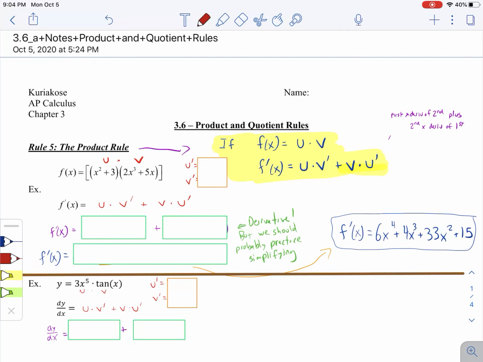Hey everybody, today we're going to talk about lesson 3.6, a super important derivative rule called the product rule. Tomorrow we'll get to quotient rule. I'll upload a video of that. But first let's start with product.